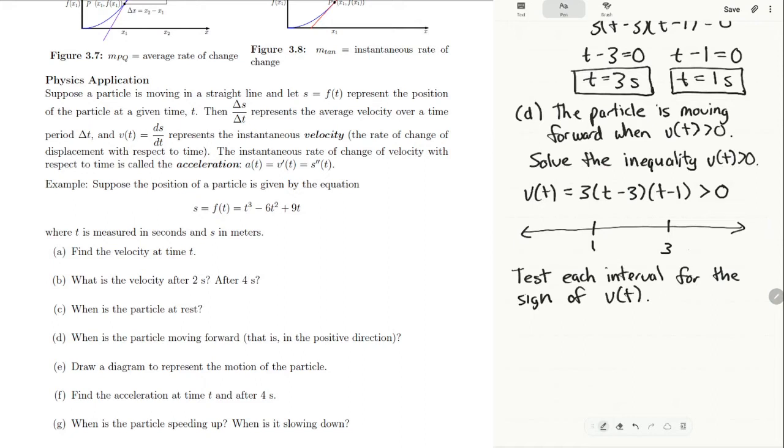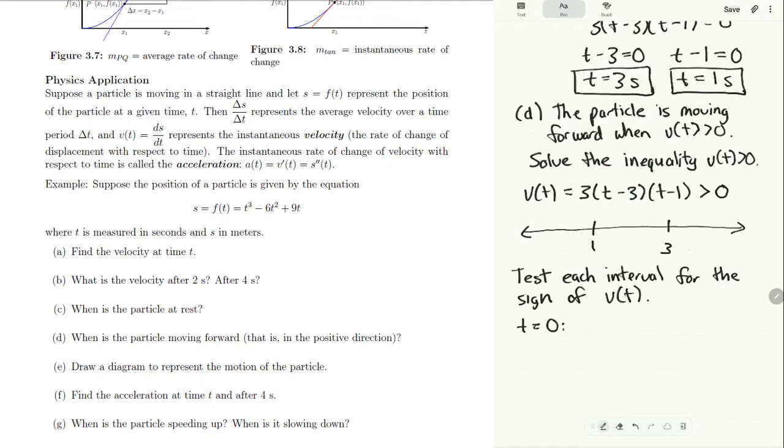So what we have are 3 intervals. From negative infinity to positive 1, from positive 1 to positive 3, and from 3 to positive infinity. We'll choose a value of t within each of these intervals, and then test for what the sign of the velocity function is. For example, if we're testing between negative infinity and positive 1, we can choose t to be 0.